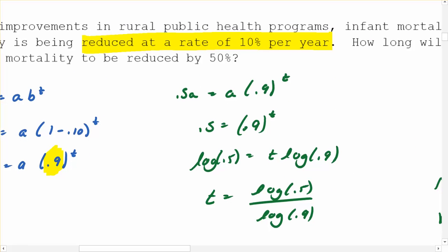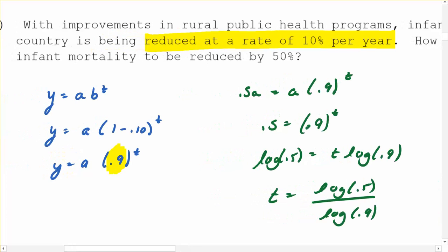It's asking how long it takes for it to go down by half, right? Do we know what the starting value is? Do we know what A is? Does it tell you what the infant mortality rate is to begin with? So what that means is to go down by half, reduced by 50%, A turns into what?